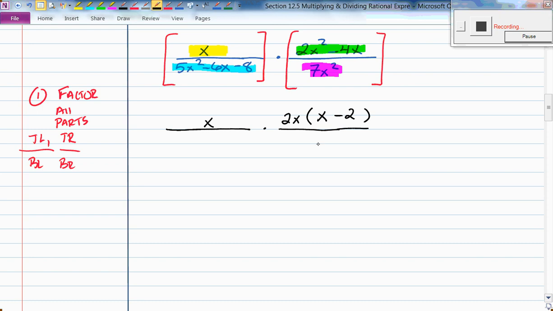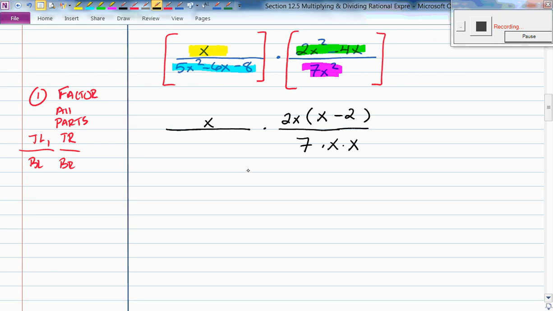Then I'm going to go to the bottom right, the pink one. Is that already factored? Yeah, I could write it as 7 times x if I wanted to. I could do that, right? And then lastly, the hardest one, I have 5x squared minus 6x minus 8.